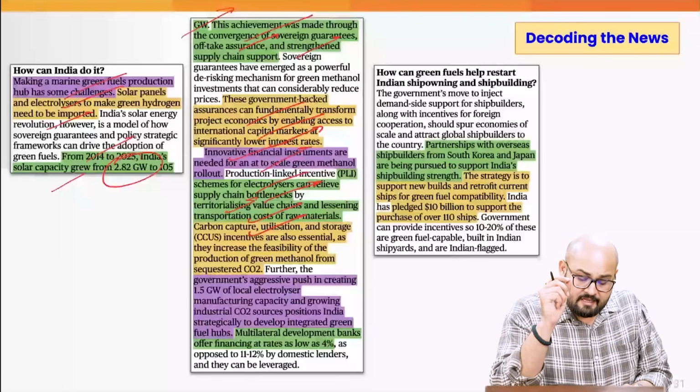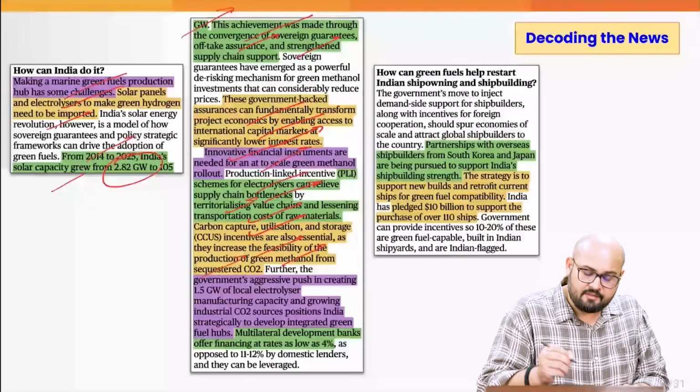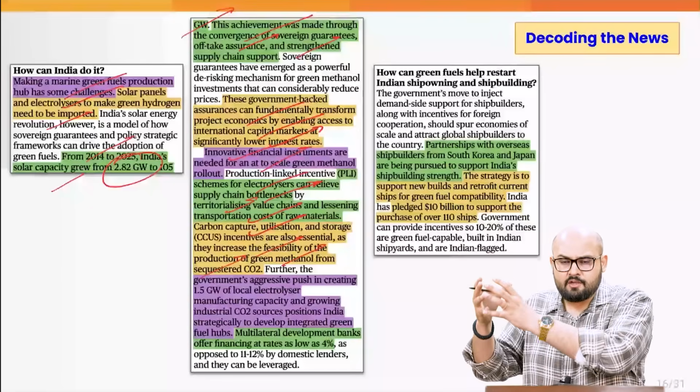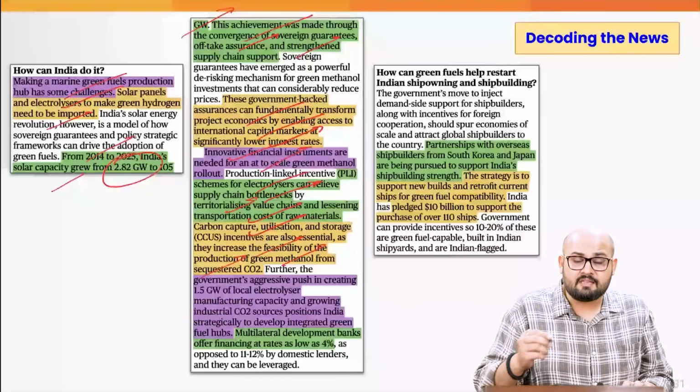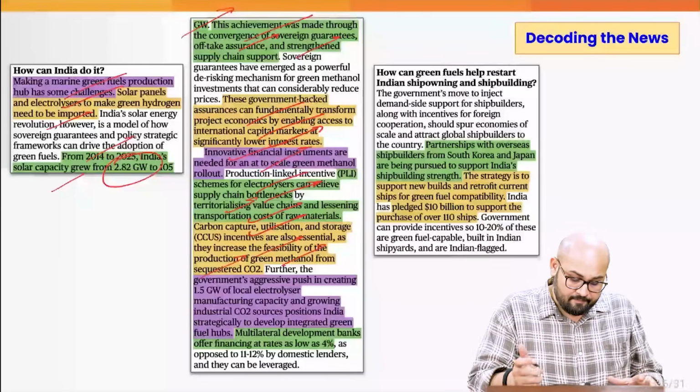Carbon capture, utilization and storage is a very important technique, CCUS. Incentives are also essential as they increase the feasibility of producing green methanol from the sequestered CO2. Industry is producing the CO2. You are collecting the CO2 and storing it. That is what the CCUS mechanism is all about. So for that also you need mechanisms in place, right?